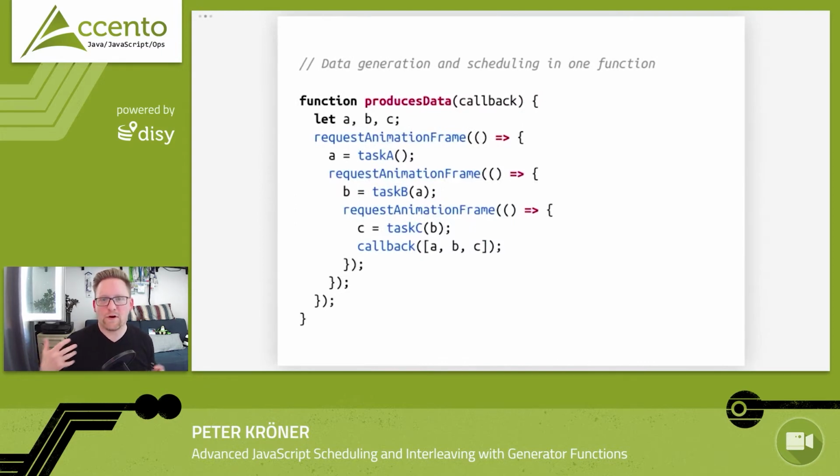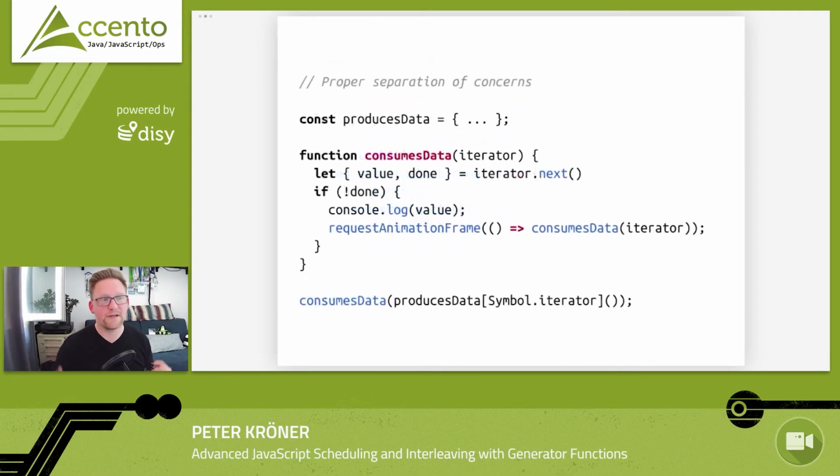Originally, we had all of our data in one huge function, and it was a giant mess, but now we can separate it into something that looks more reasonable. We have something that produces the data, and we have something that consumes the data. And the consumer implements essentially the scheduling, in this case via requestAnimationFrame, and the data producing process does not really need to know that it's being consumed in this way. It just handles the data.